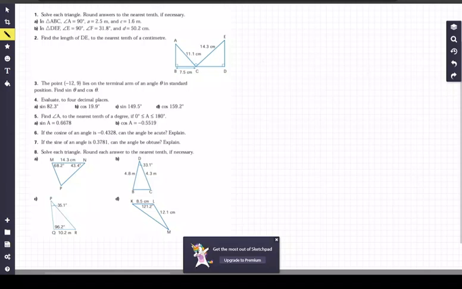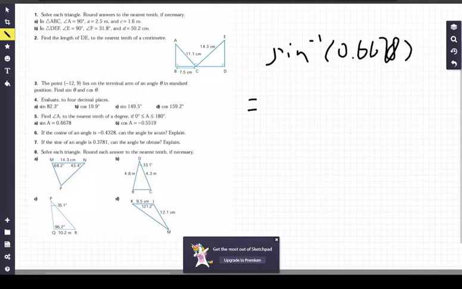So let's go ahead and look at question 5. Find the angle A. So basically we're doing the inverse. 0.6678, inverse sine of that. It's going to give us 41.897.